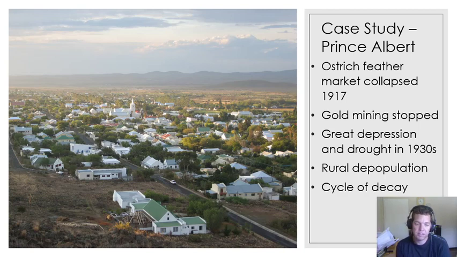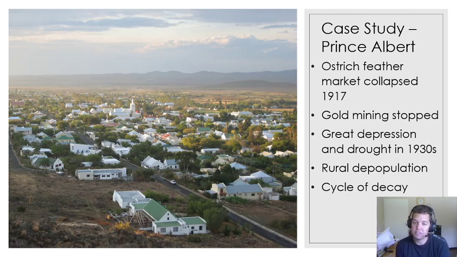They were a well-established ostrich feather producer, but then they also discovered gold as well. The gold mining also brought lots of people to Prince Albert. But then early in the 1900s, just after the First World War had basically ended, the ostrich feather market collapsed because people were using synthetic feathers for feather dusters and things like that.